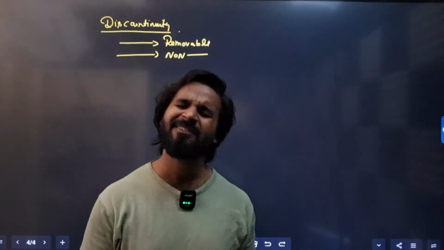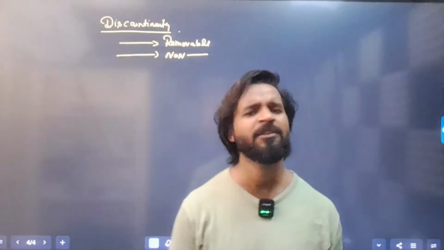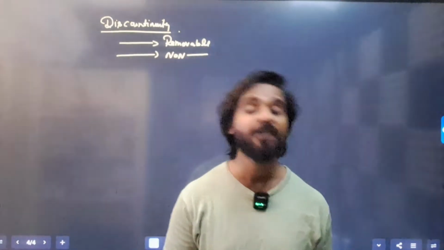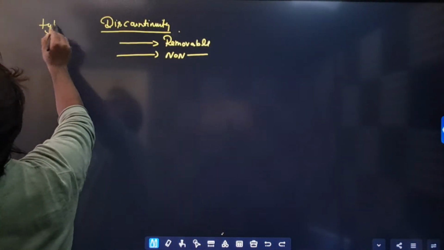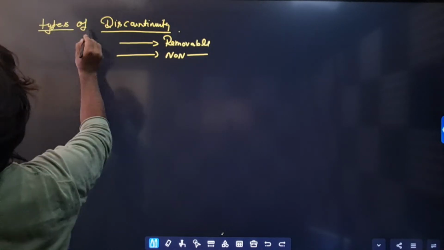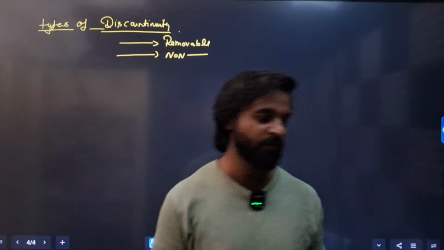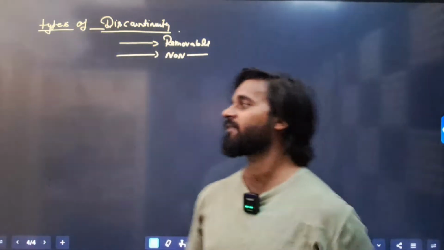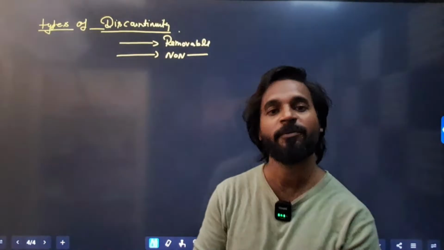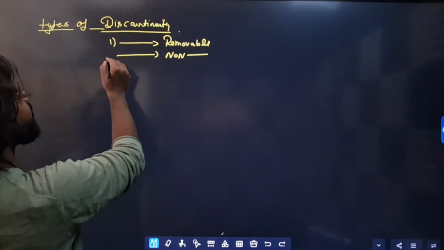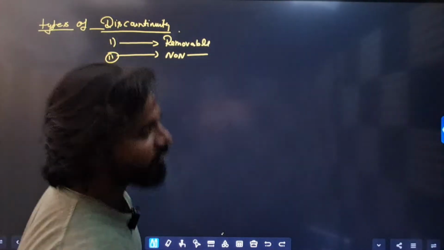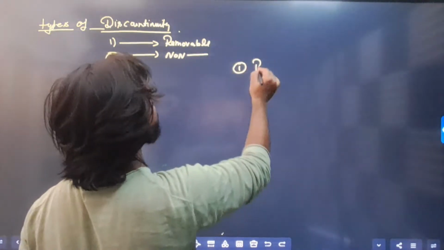I am telling you, please understand. I am telling you first, it is not a different question from continuity. If a function is not continuous, you simply say the function is discontinuous. But the actual point is the types of discontinuity. There are always two types of discontinuity, removable and non-removable.